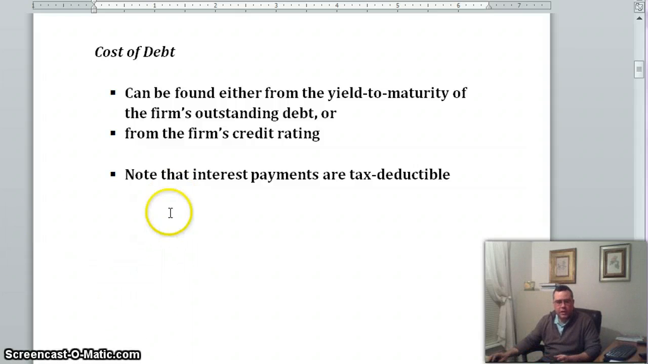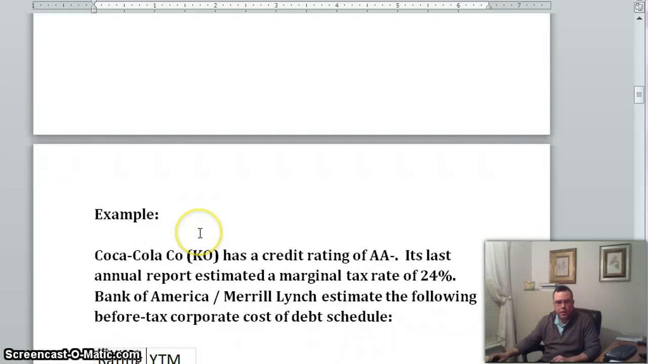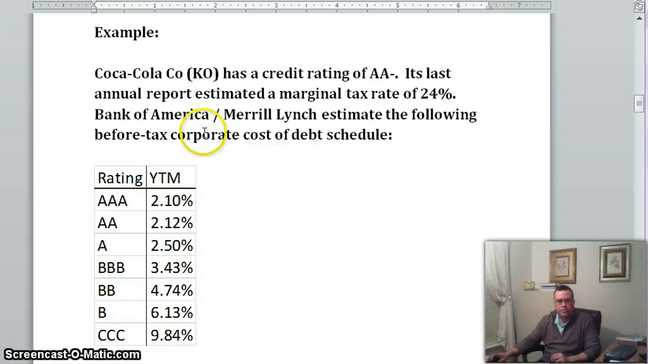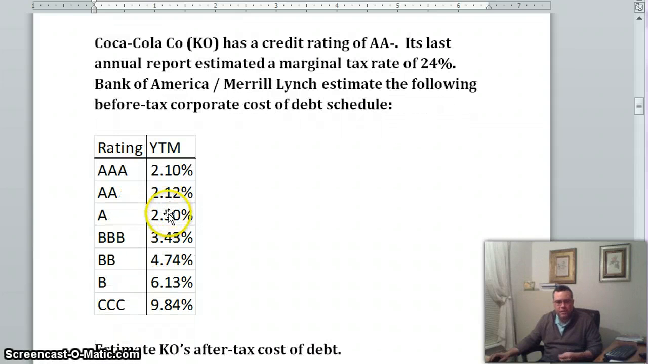And then I put on here, note that interest payments are tax deductible. We'll see that in a second. But let's just do an example here. So I have Coca-Cola. Their current credit rating is AA minus, or I've also seen single A. There are multiple rating agencies. But its last annual report estimated it had a marginal tax rate of 24%, so we'll use that. The Bank of America Merrill Lynch puts out daily rates that different rated corporations have to pay on their long-term debt. And that's what I've listed here. This is yesterday's, so I tried to use up-to-date information just to keep it a little more interesting.